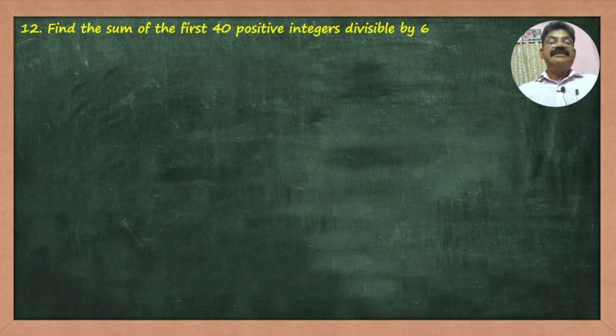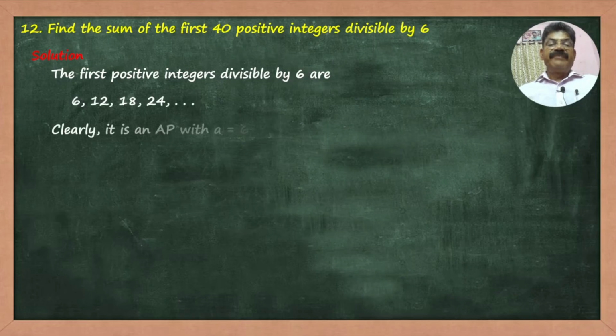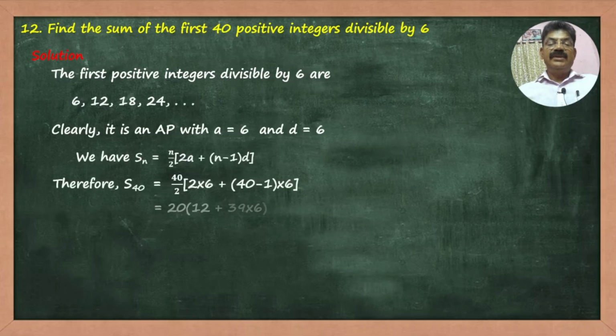Twelfth problem. Find the sum of the first 40 positive integers divisible by 6. The first positive integers divisible by 6 are 6, 12, 18, 24 and so on. So clearly it is an AP with A equal to 6, D equal to 6. We are given N is equal to 40. Therefore, S40 is equal to, on simplification you get, 4920. Okay.